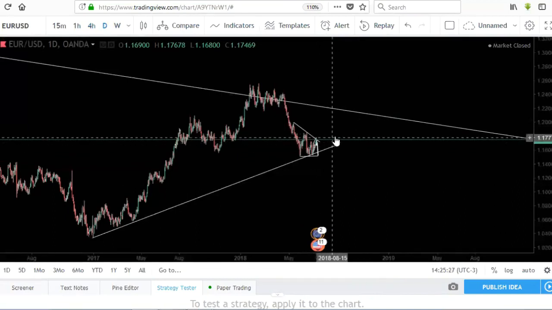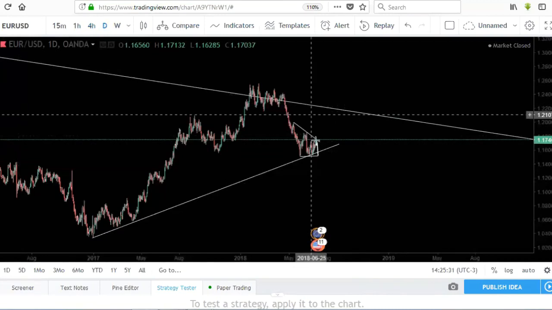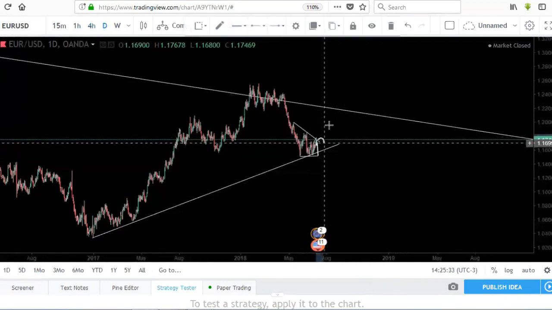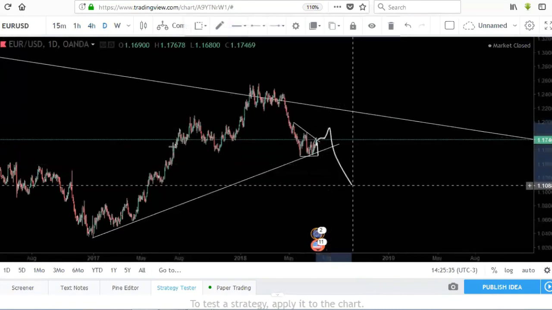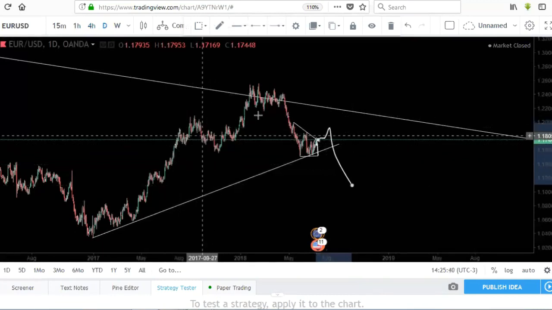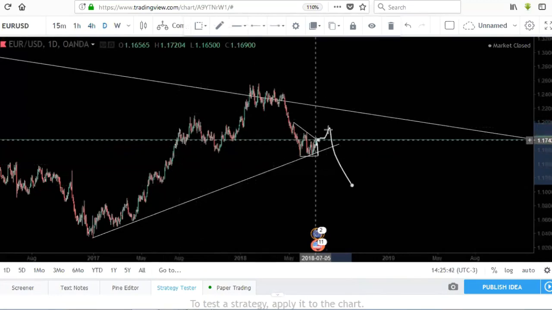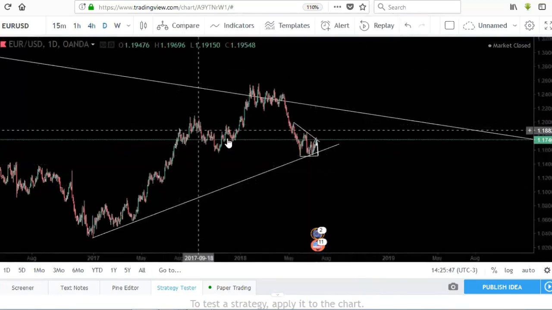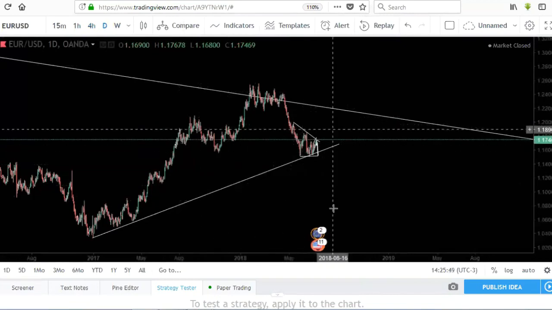It can correctively move up, because what it can do is move up something like this and then go all the way down to create this head and shoulders. So you can see another pattern being formed here: a left shoulder, a head, and a right shoulder. So it's also possible. But our major move is to the downside.